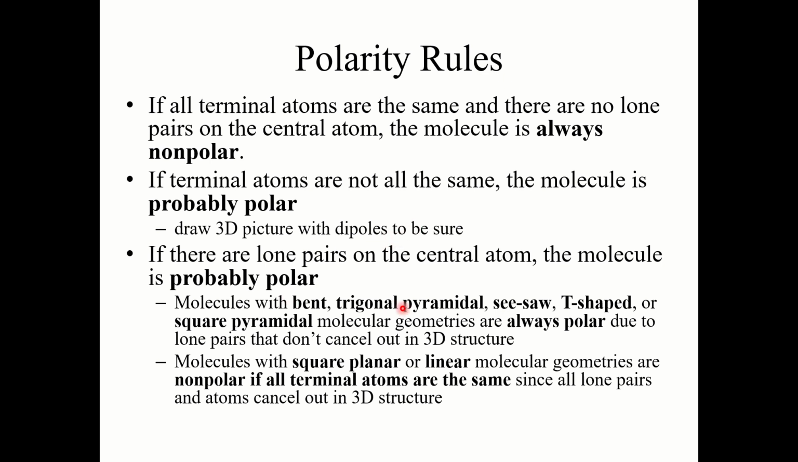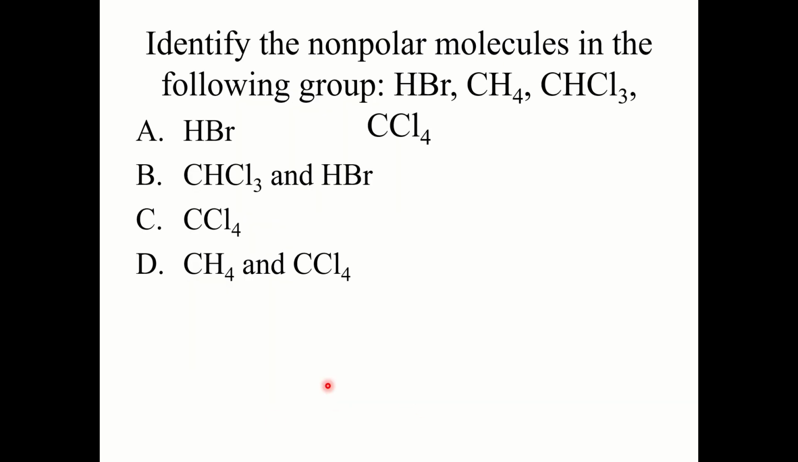So if it's bent, trigonal pyramidal, seesaw, T-shaped, or square pyramidal, these are always polar due to lone pairs that don't cancel out in a three-dimensional structure. However, if they are square planar or linear geometries, they are nonpolar if all terminal atoms are the same. Square planar and linear geometries are symmetric geometries. So if those terminal atoms are the same, then everything will cancel out, making the molecule nonpolar.